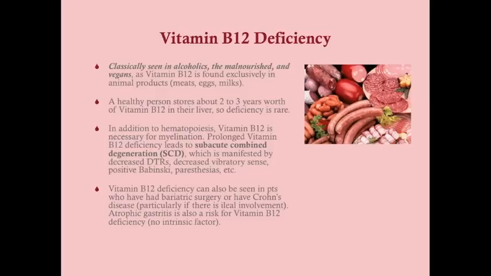So, what I want you to remember, in addition to hematopoiesis, I know this is a hematology lecture, but in addition to hematopoiesis, vitamin B12 is necessary for the myelination of nerves. So prolonged B12 deficiency can lead to nervous system problems. And the nervous disease we're talking about is subacute combined degeneration. And that's manifested by decreased deep tendon reflexes, decreased vibratory sense, particularly in the hands and the feet, a positive Babinski, paresthesias, and so forth. So subacute combined degeneration is another manifestation of vitamin B12 deficiency.